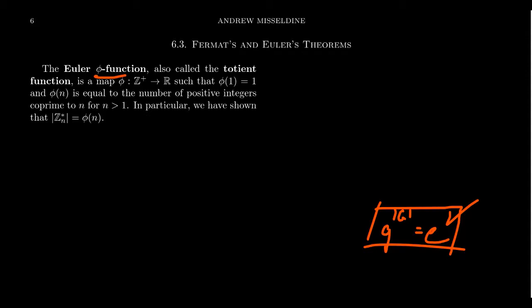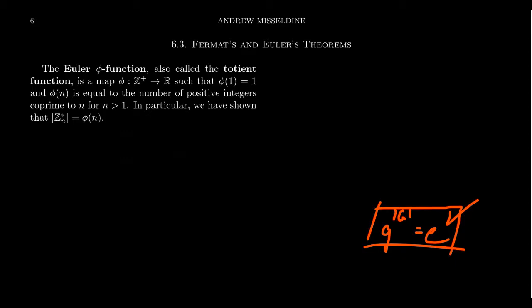This is often denoted as phi. The totient function is going to be a function from the positive integers to the real numbers, which admittedly, you're not going to get anything other than a whole number, but I'm defining it broadly because the totient function here is an example of what's called an arithmetic function. Arithmetic functions are essentially functions of this form, taking positive integers to the real numbers. But more importantly, this is what we're going to call a multiplicative function. We'll define that in just a second.